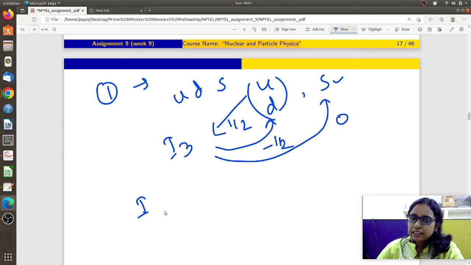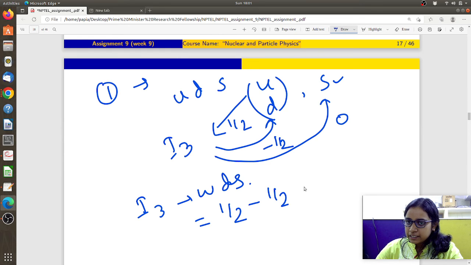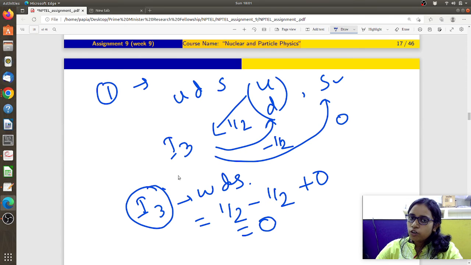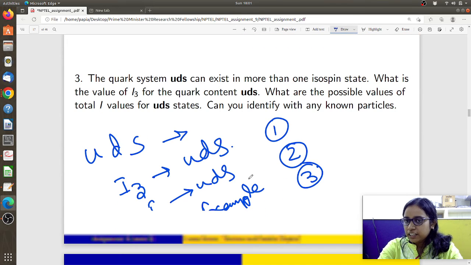So if I3 for UDS is there, what will be the value? Half minus half plus 0. So as a whole it is a 0 value. So I3 has a value 0 for UDS. Fine. The first question has already been done.